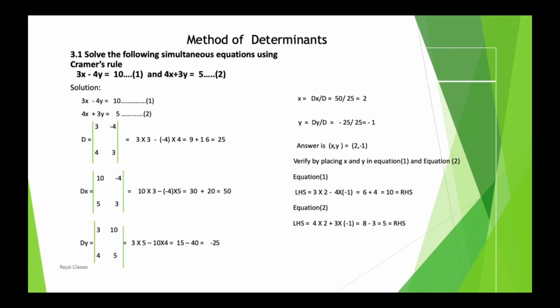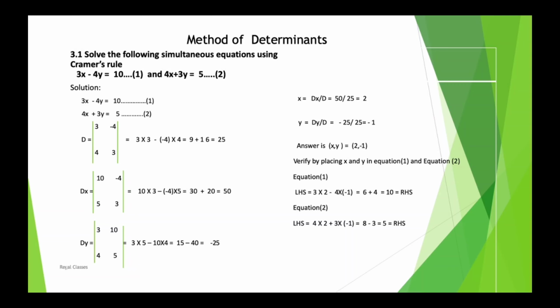So let us start solving the problems. 3.1, Cramer's rule: 3x minus 4y is equal to 10 and 4x plus 3y is equal to 5. So you have D as 3, minus 4, 4, 3. Calculate 3 into 3 minus 4 into 4. Always put the negative number in brackets so that you don't make any mistake of sign. 9 plus 16 is equal to 25.